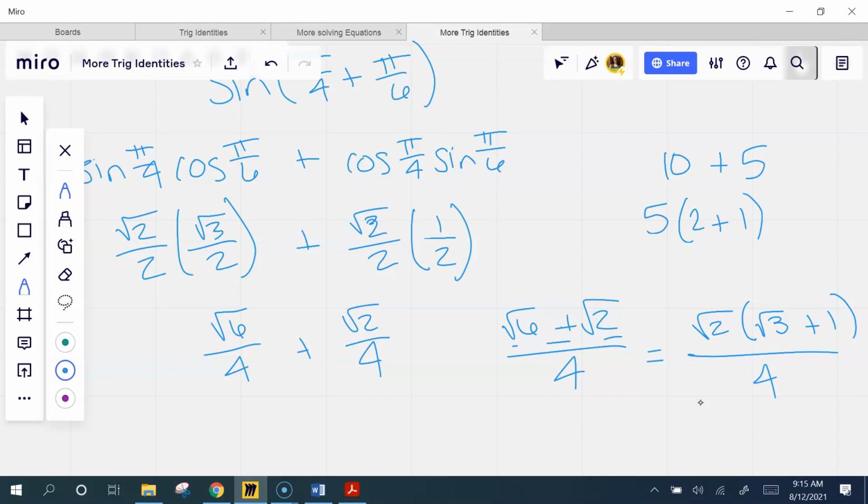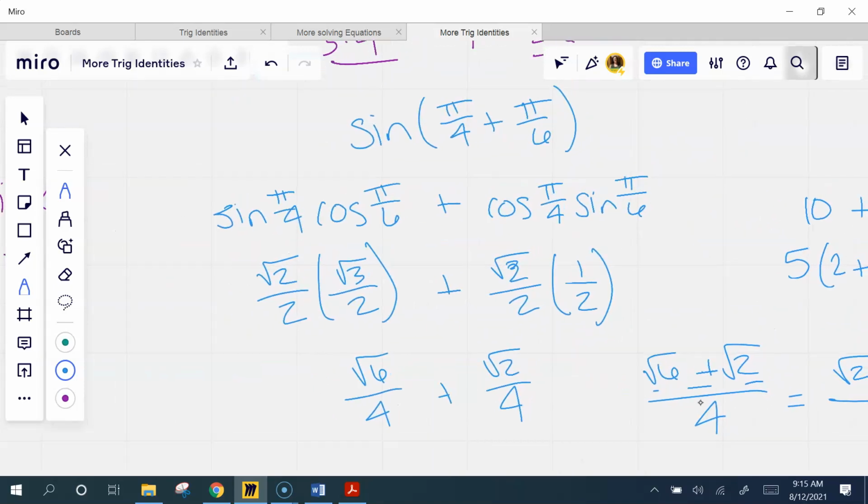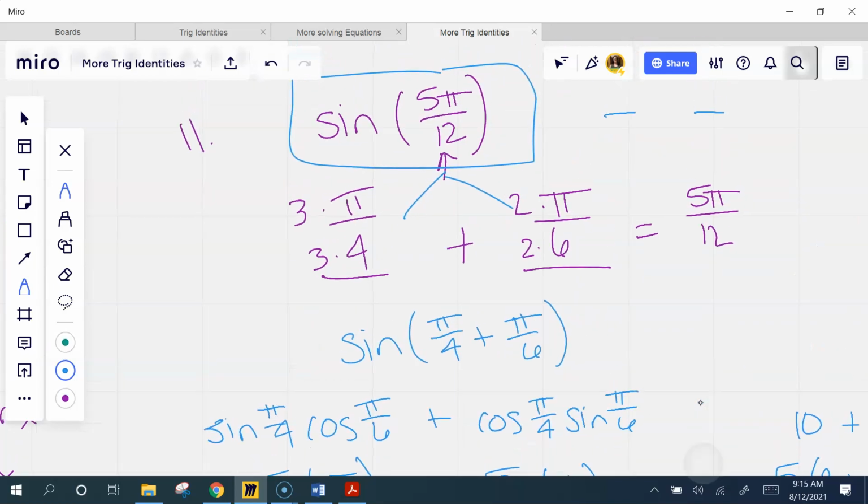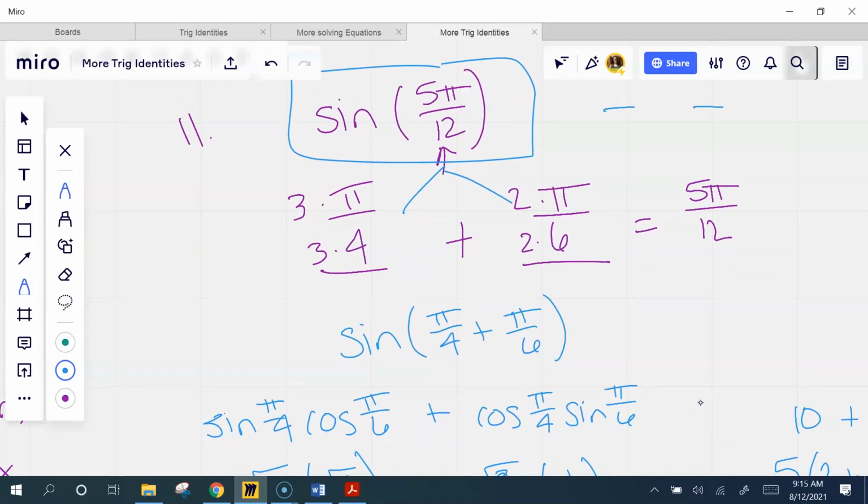Right here, once you get those two things from the pi over whatever, how do you add that sine to the front? How do you know to do that? How'd you know to put that sine right here? Well, that was the original problem. Oh, duh. All right.